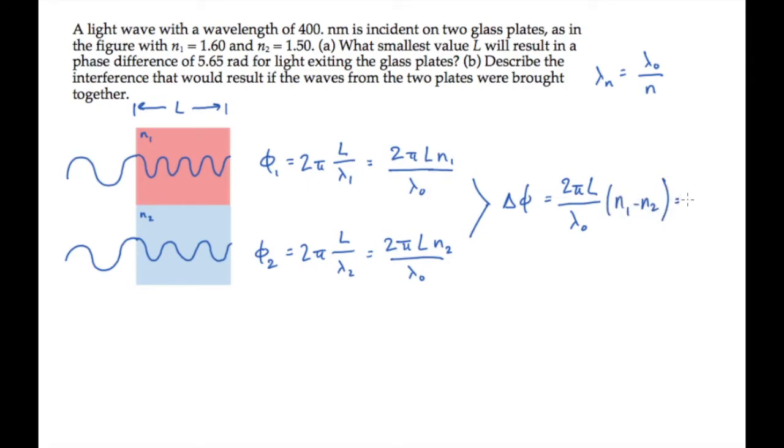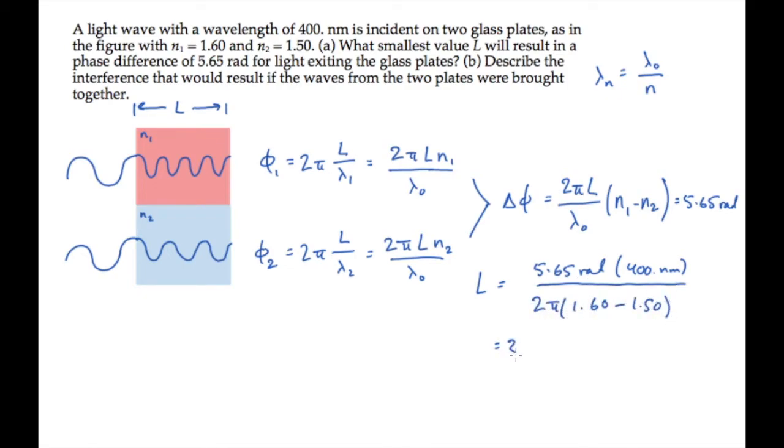And we're told that delta phi equals 5.65 radians. Solve this for the glass thickness L and substitute all the known values to find that the smallest value of L is 3.60 times 10 to the minus 6 meters. That's the answer to part A.